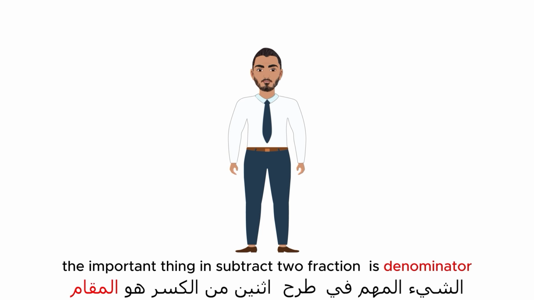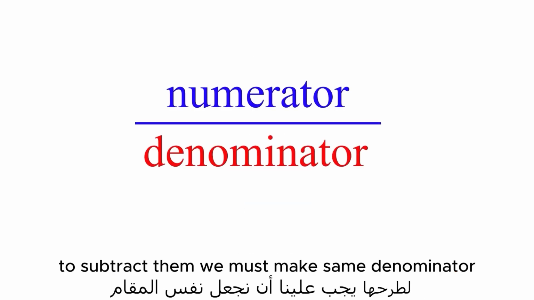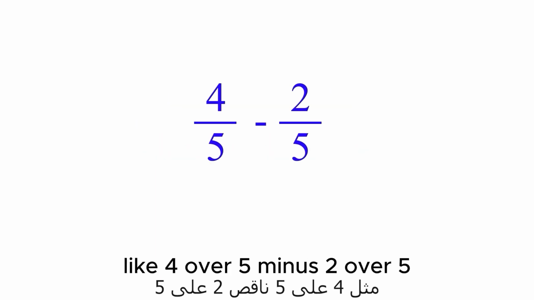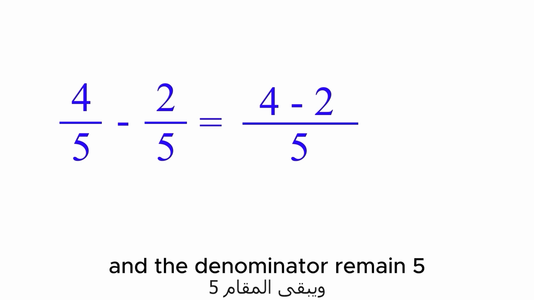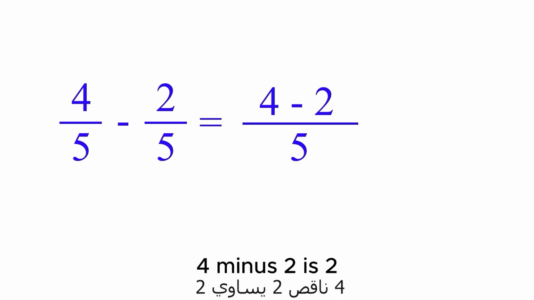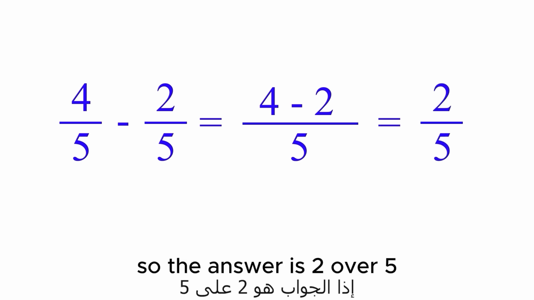The important thing in subtraction of fractions is the denominator. To subtract them we must make the same denominator. If you have the same denominator, like 4 over 5 minus 2 over 5, directly subtract 2 from 4, and the denominator remains 5. 4 minus 2 is 2, so the answer is 2 over 5.